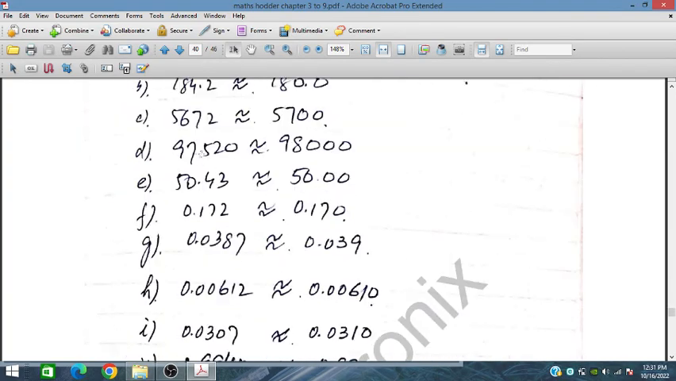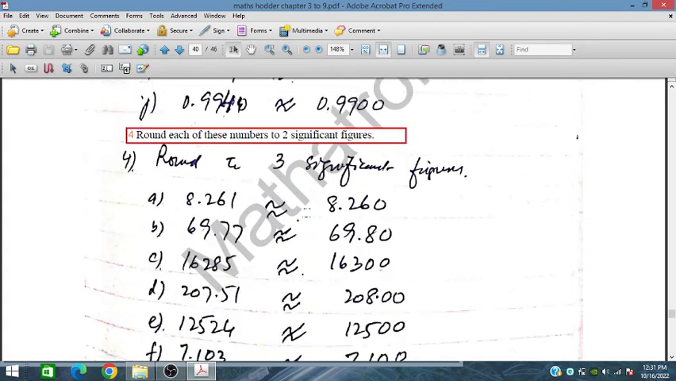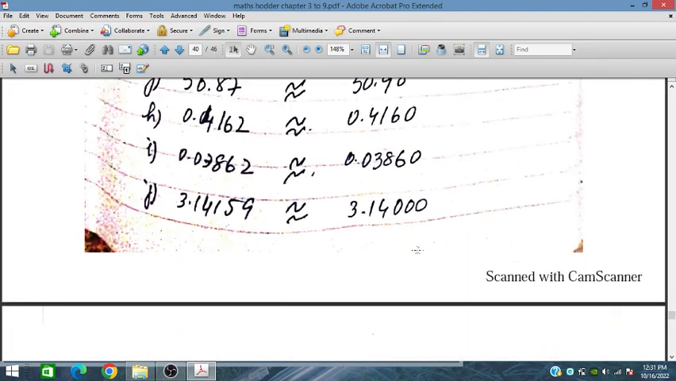The roundings. Round to 3 significant figures. So 3 figures: 1, 2, 3. So that's 3. 1, 2, 3. So this is 3. 1, 2, 3. This is 3. So 1, 6, 3, 0, 0. For this one, 3.14. So this is 3 significant figures. So this is ignored.